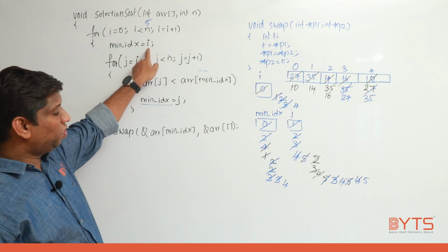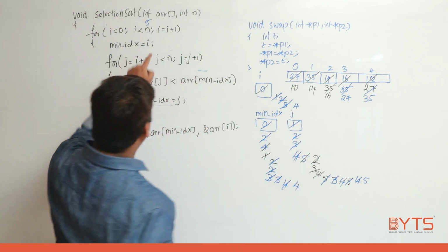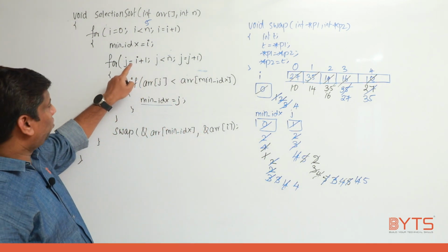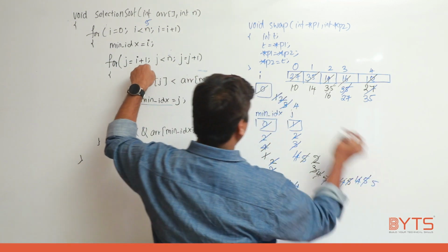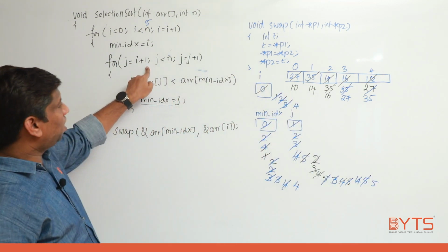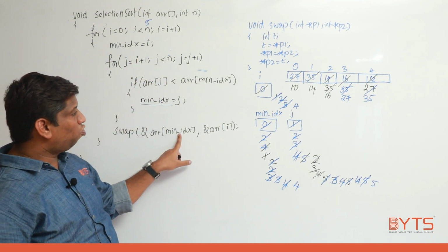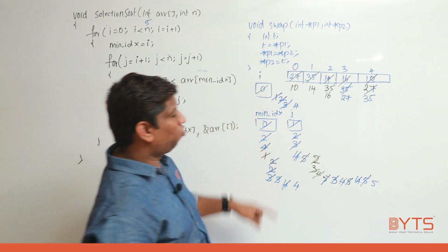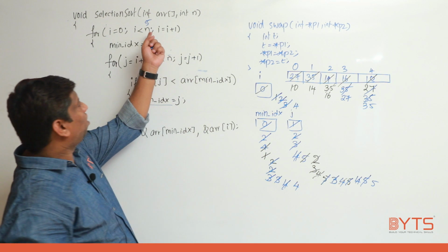Min index value will be 4. Next j value will be 4 plus 1, 5. Why? Because I value is 4, right? So try to understand, 5 less than 5 false. Nothing will happen, and min index value is 4 and I value is also 4. So 4 and 4 are swapped, 35 is swapped with 35. Completed.